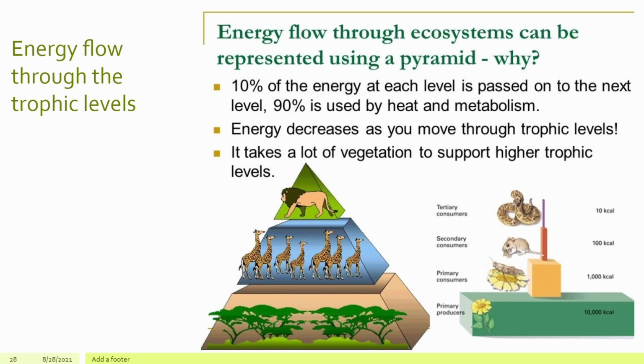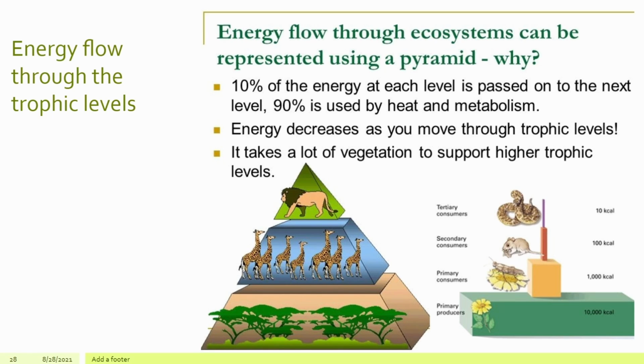So energy flow through the trophic levels is also energy flow through ecosystems, and we can use these ecological pyramids because they work well for showing that decrease in the amount of energy that's being passed on to the next level. Remember, 90% of that energy before it goes on to the next level is being used by heat and metabolism in the previous organisms. So that's when we're seeing these energy decreases as you move through the trophic levels.